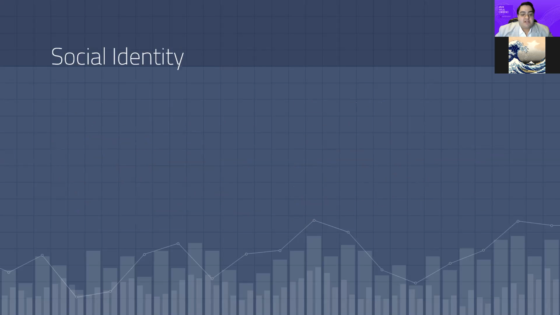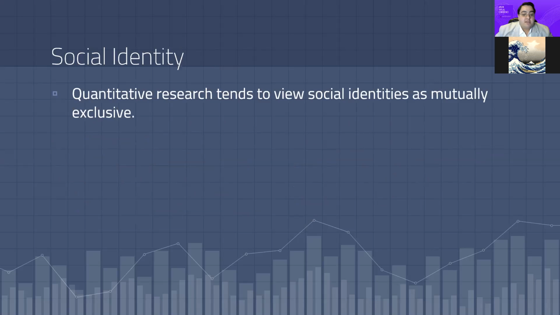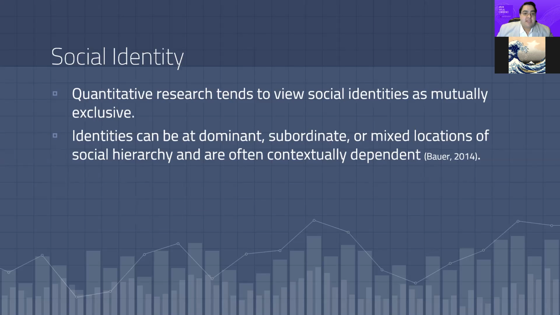The second tension I want to talk about is how we conceptualize social identity. Quantitative research tends to view social identities as mutually exclusive, which helps to build that additive approach I was mentioning earlier. Identities, though, can actually be at the dominant, subordinate, or mixed locations of social hierarchy, and are often contextually dependent. Something Shelby mentioned this morning in her keynote was the notion of code switching. And we know that these identities can be contextually dependent, and that people may experience different levels of power and privilege depending on which identity we're talking about.